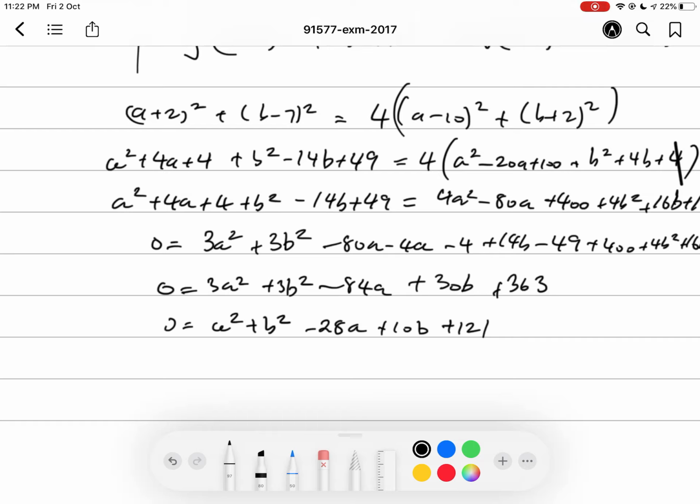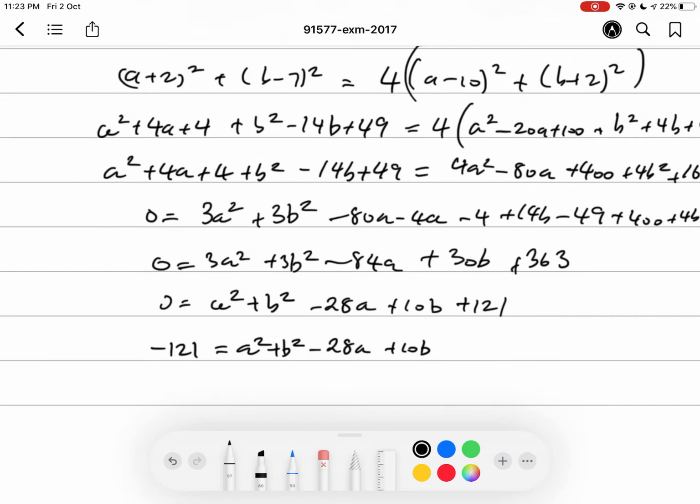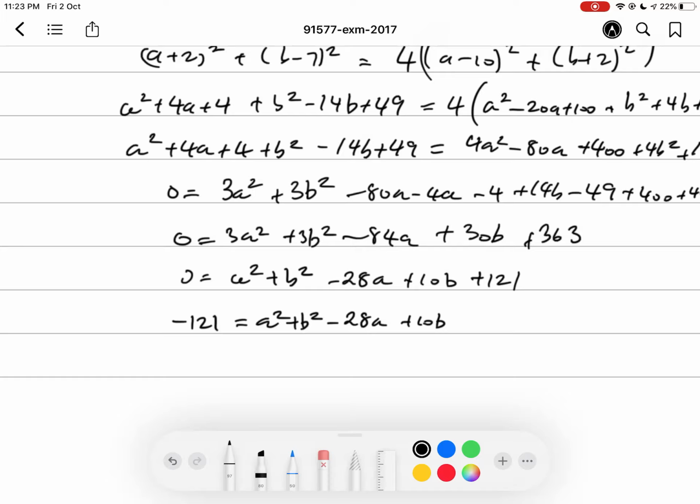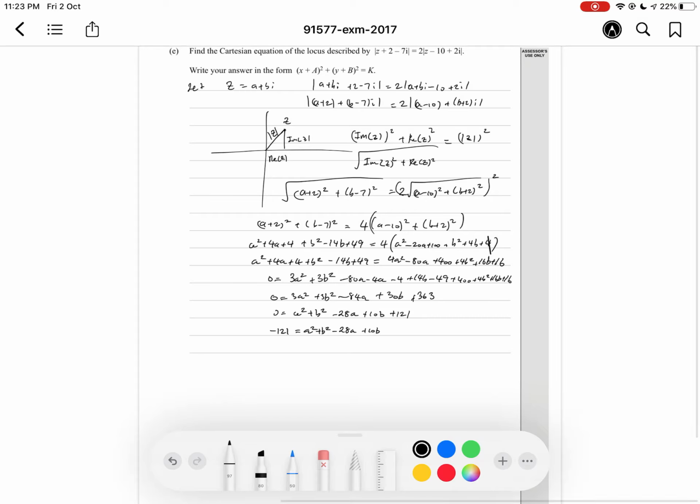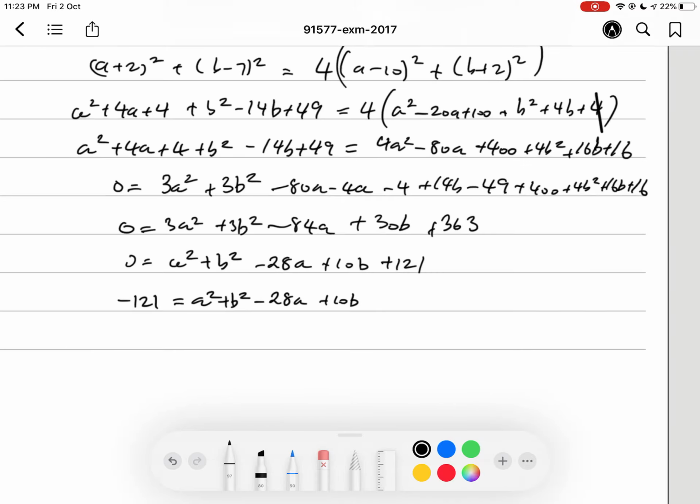Right, so the next step here is we're going to move the 121 to the other side. So we have negative 121 equals a squared plus b squared minus 28a plus 10b. So now our next step is to complete the square. In order to complete the square, we need to write it in the form that was expressed above, so that's (x plus a) squared plus (y plus b) squared equals k.